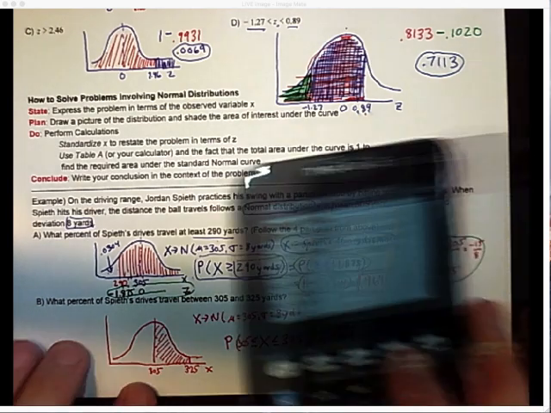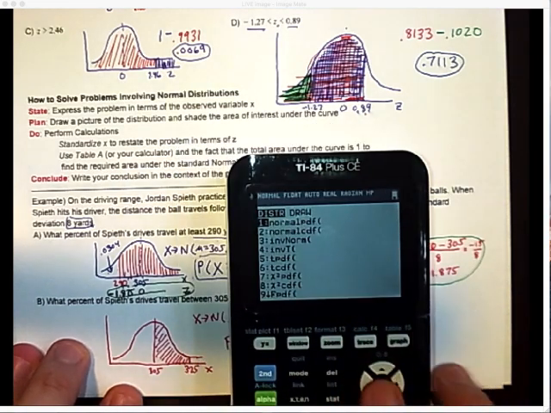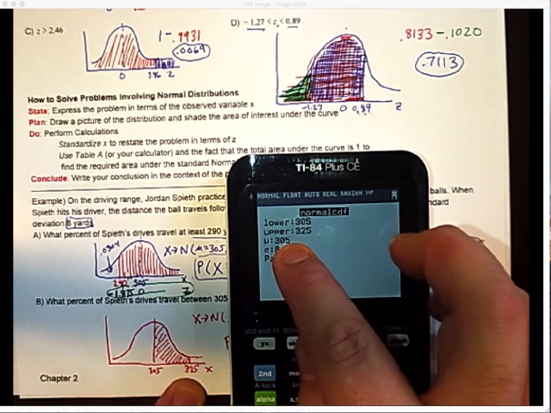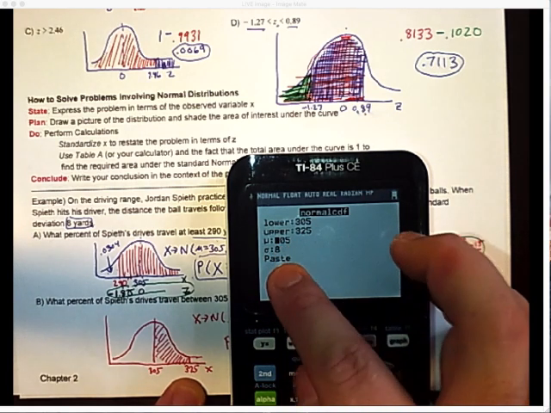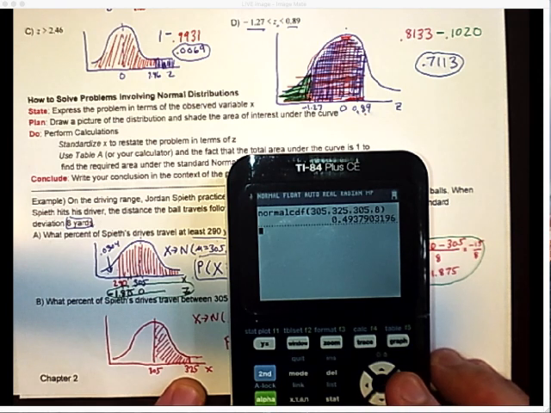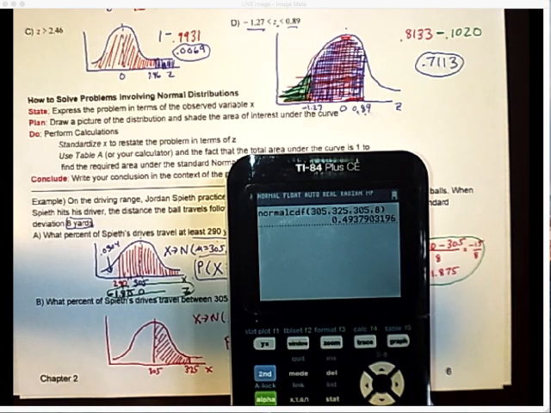Let's go back under our distributions, normal CDF. The lower boundary of the shading is 305, the upper boundary of the shading is 325. The mean is 305, and the standard deviation is 8. So all we have to do there is type in that info and hit enter. 0.4938 if I round.